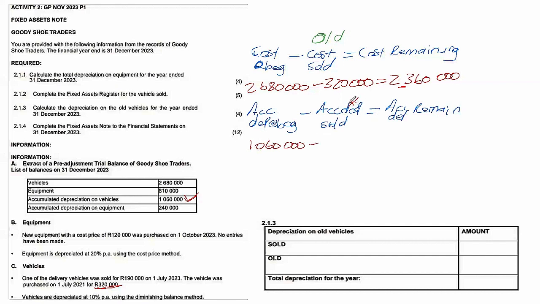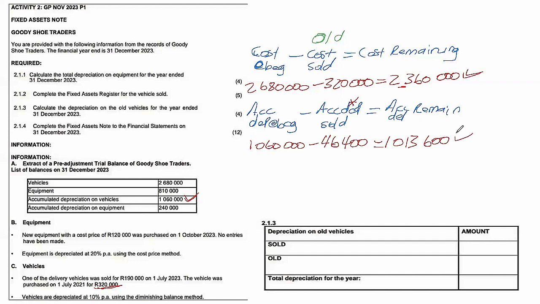Remember, our accumulated depreciation sold, you take the second year on your fixed asset register. So our accumulated depreciation was 46,400. So you will subtract 46,400. Then what is left? It's going to be 1,013,600. Right.